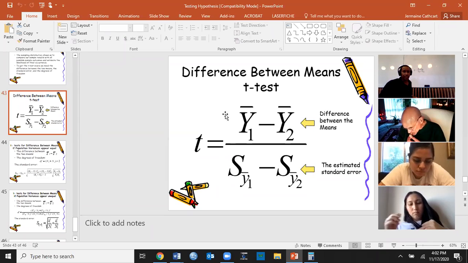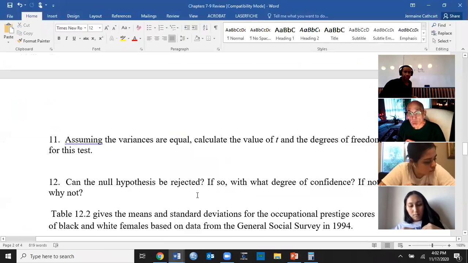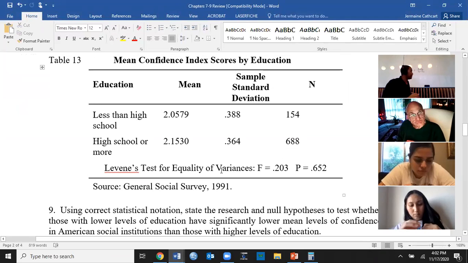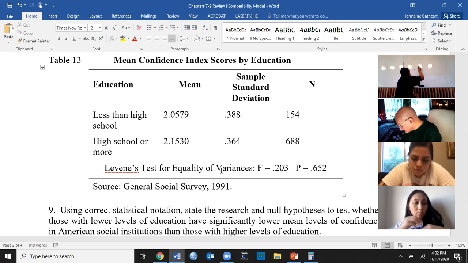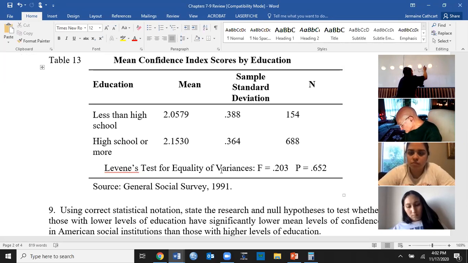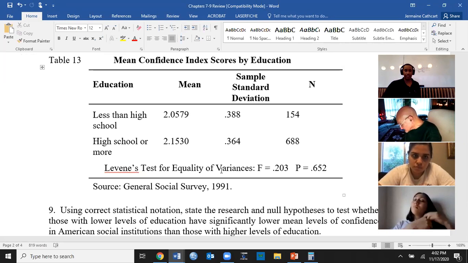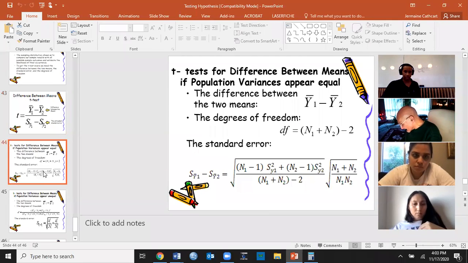So let's do this part because this is going to be pretty easy. The mean of the first sample is 2.0579. So that should be easy. 2.0579 minus the mean of the second sample, which is 2.1530.